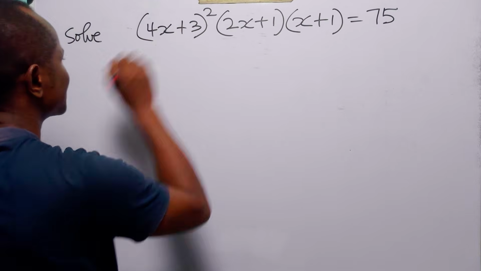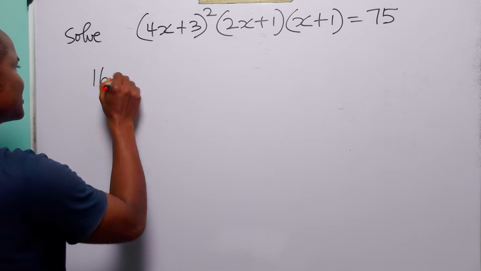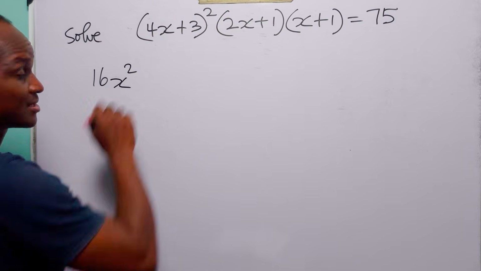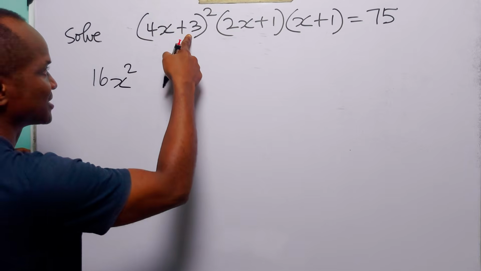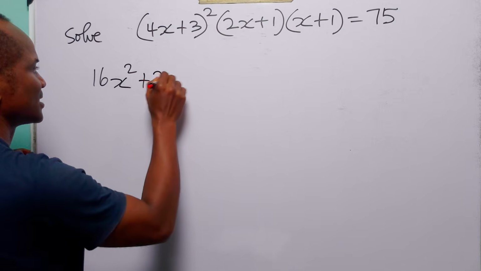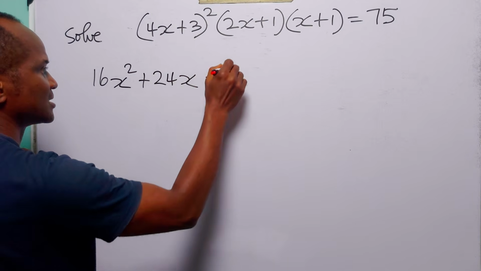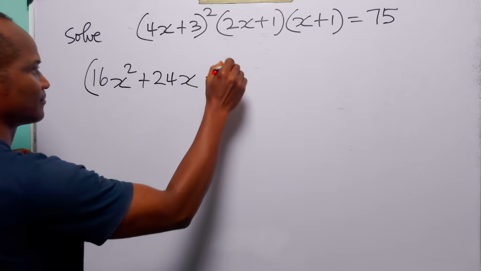We have 4x squared, that is 16x squared. Then we have 2 times 4x, that is 8x, times 3, that is 24x. And we have 3 squared, which is equal to 9.